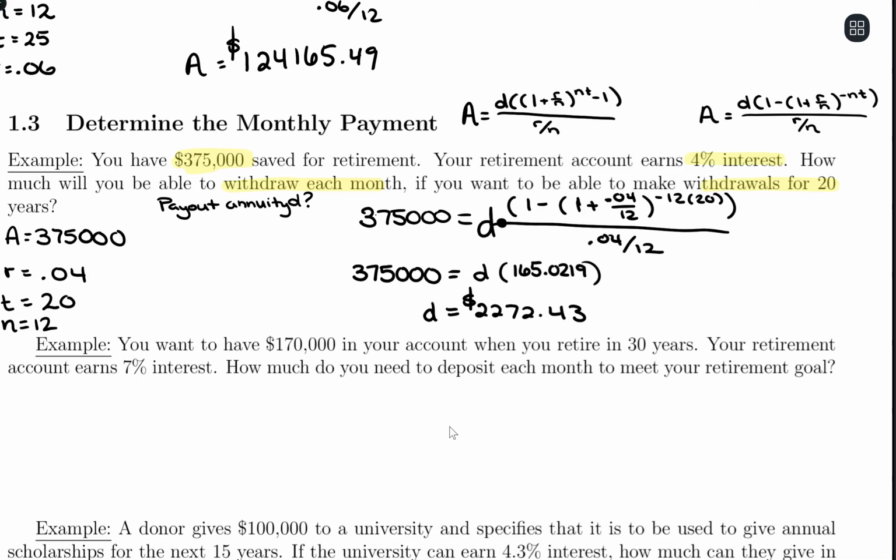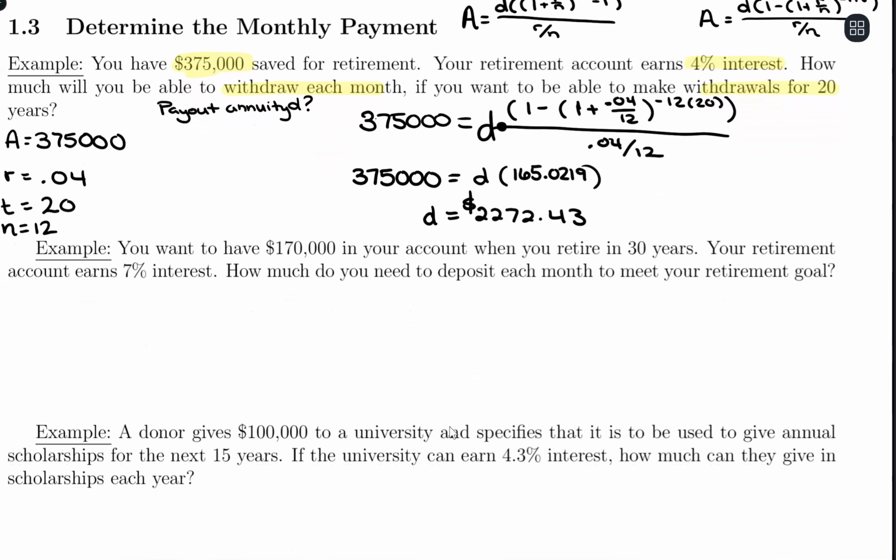All right. With this next one, you want to have $170,000 in your account when you retire in 30 years. Your retirement account earns 7% interest. How much do you need to deposit each month to meet your retirement goal? So with this one, we're building up our account, so we're saving money. So this is a savings annuity.